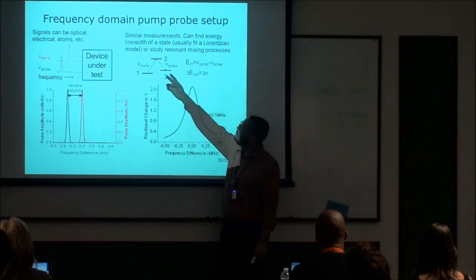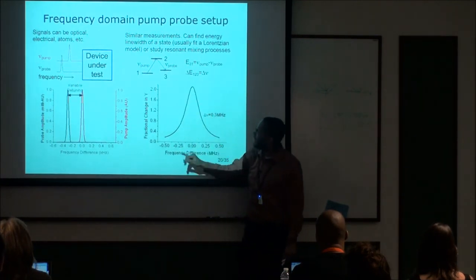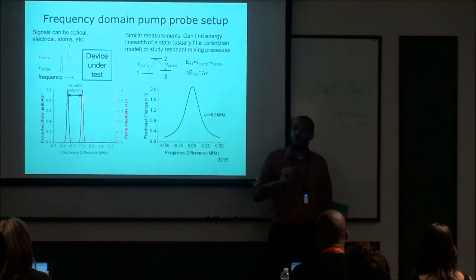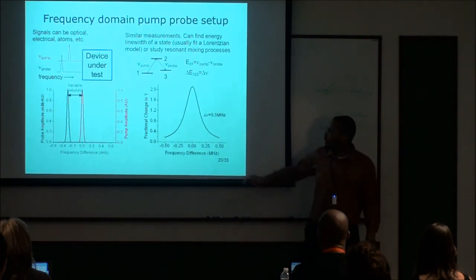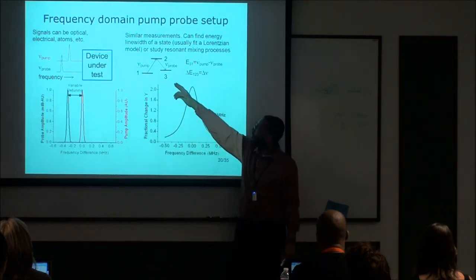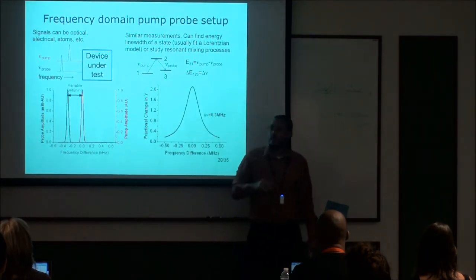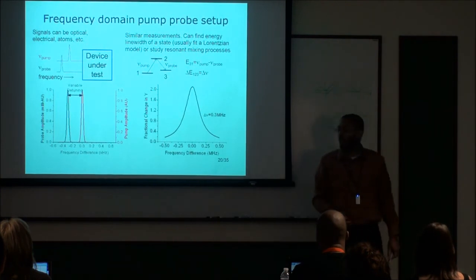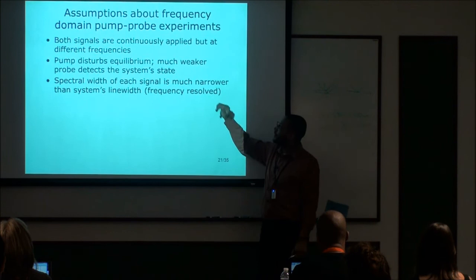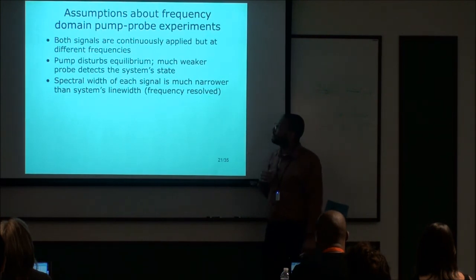And as I detune my probe compared to that match, I'll trace out, usually this is some sort of Lorentzian type curve. So this allows me to figure out, one, the center energy for this transition, and two, the width of the transition, so I can look at things like thermal broadening of my energy levels. So the assumptions here: both signals are continuous, but they're operating at different frequencies.